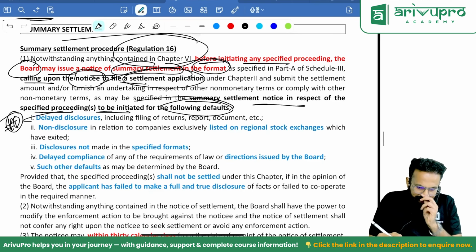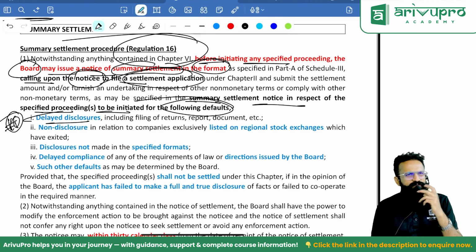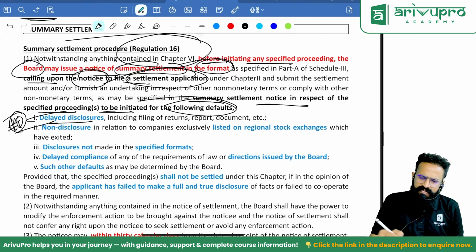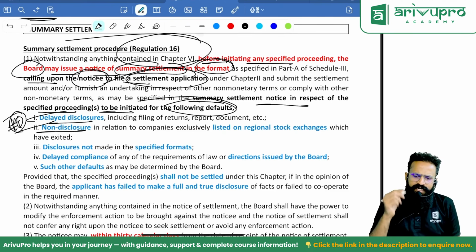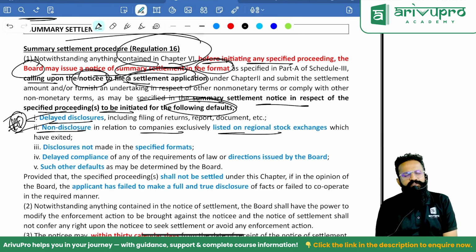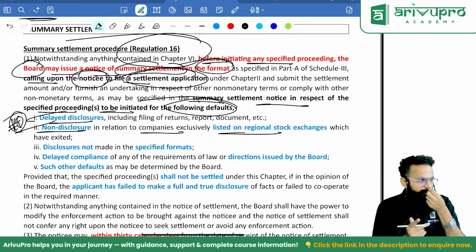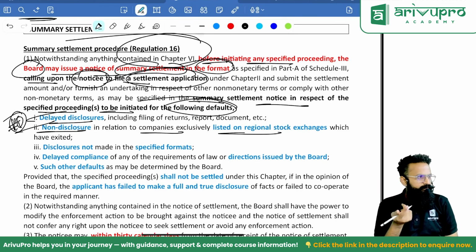First one, delayed disclosure. Simple. You should have done it within 30 days. You have not done. Clear non-compliance. Second one, non-disclosure relating to companies exclusively listed on regional stock exchange. Delayed disclosure: you should have filed within 30 days, you filed it in 60 days. Non-disclosure: you should have filed in 30 days, you never filed at all. Both are non-compliance only, no?